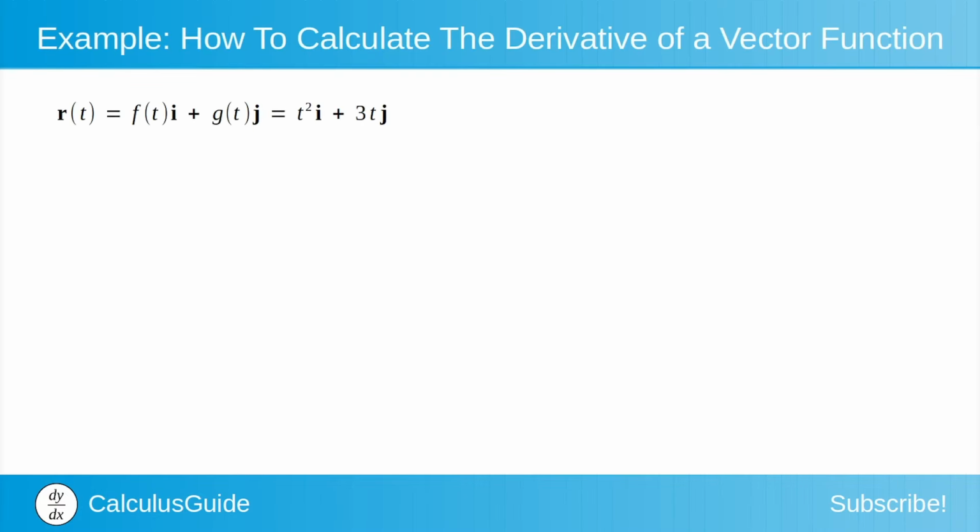I'll now demonstrate how to calculate the derivative of a vector function in an example problem and solution. In this example, the vector function r of t equal to f of t i plus g of t j is equal to t squared i plus 3t j. The derivative r prime of t is equal to df dt i plus dg dt j. The function f of t is equal to t squared.